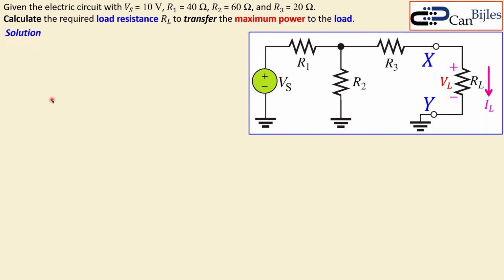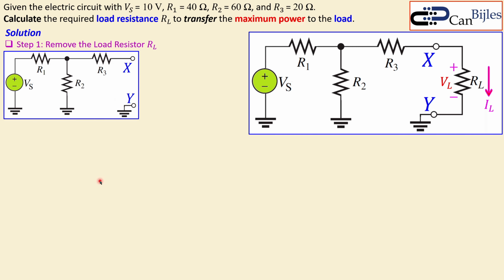So let's go to the solutions, and let's use, for example, again our Thevenin's theorem, and then make the load resistance equal to the Thevenin resistance. So let's go to step 1 and remove the load resistor, which we have done also in the Thevenin's theorem, and then get to this circuit. Then step 2 is to determine the Thevenin voltage. That is the voltage across the X and Y nodes.